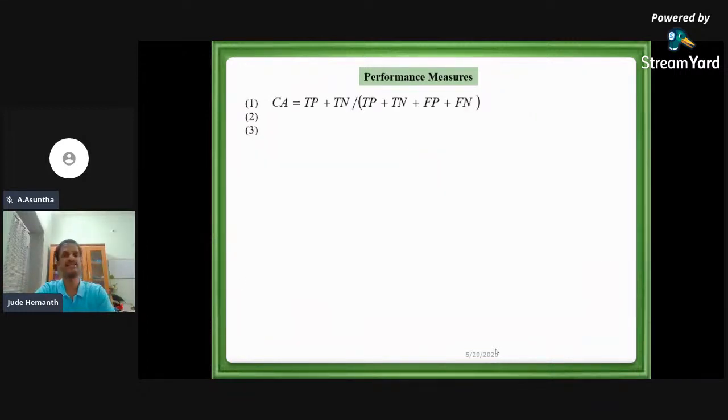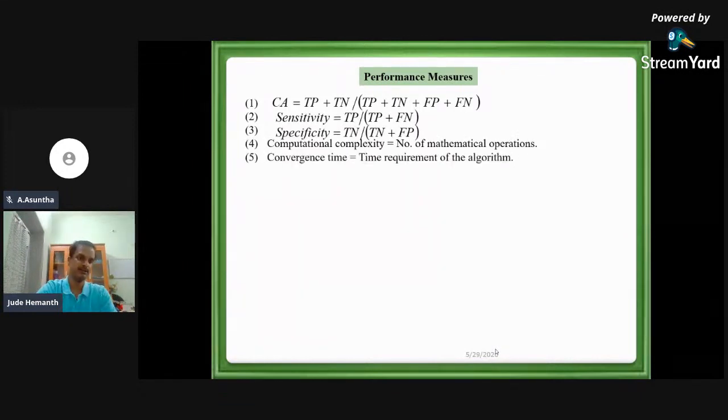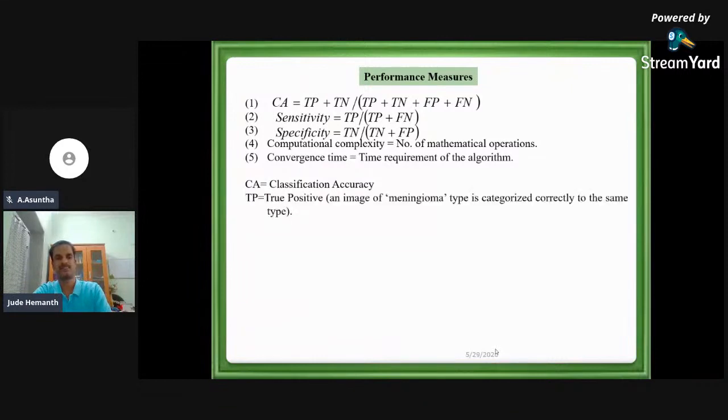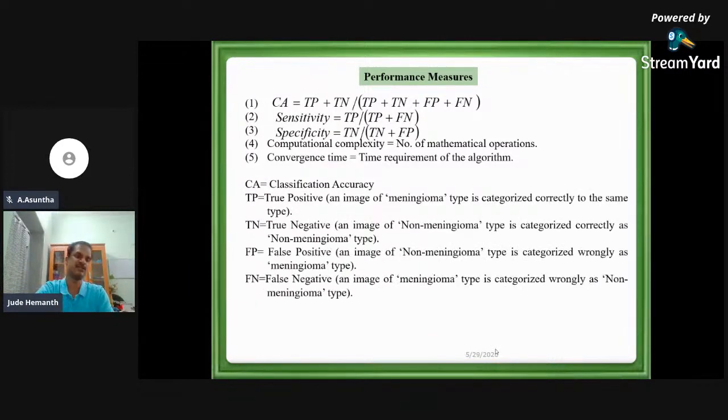And how do you analyze the success of your neural network? We have some performance measures, right? We call them classification accuracy, sensitivity, specificity, computational complexity, and time. 4 and 5 correspond to time. 1, 2, and 3 correspond to the accuracy measures. And these accuracy measures are based on 4 variables called TP, TN, FP, and FN. True positive, true negative, false positive, false negative.